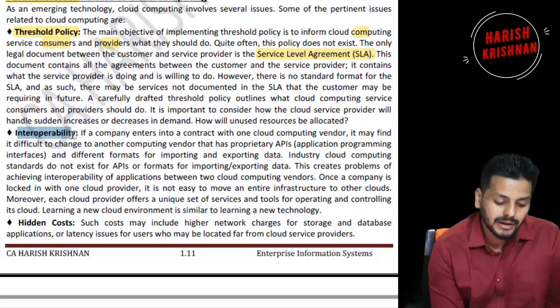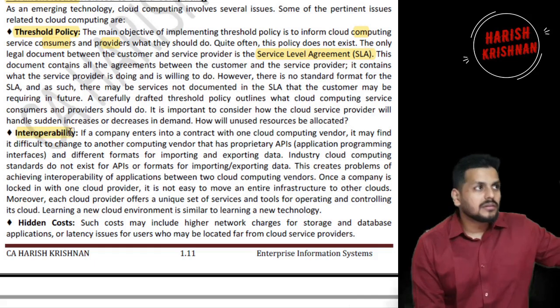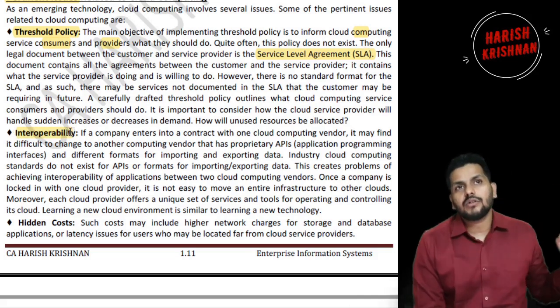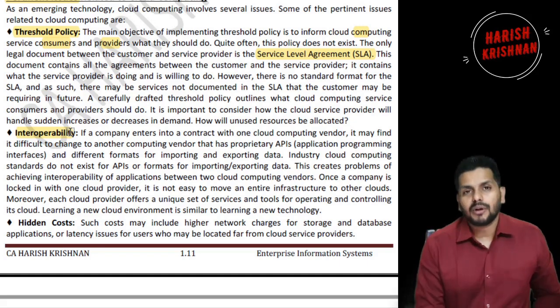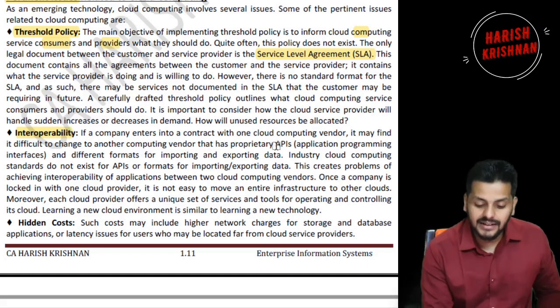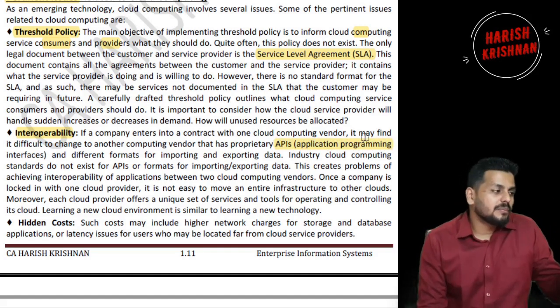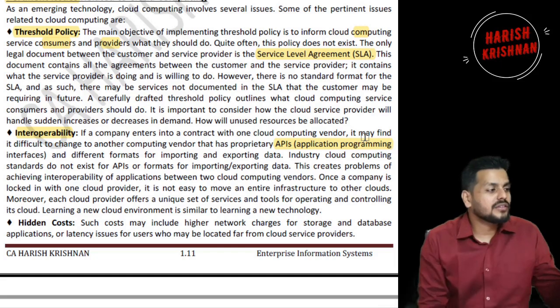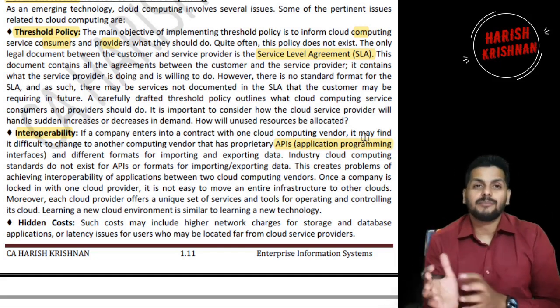Then interoperability between one cloud and the other. If you are right now using one cloud service provider and you want to migrate to another cloud service provider, there could be a problem sometimes with the APIs, that is, the application program interface. One provider's application program interface may not support the other. So you are taking some data from here to there, and it is not working properly.